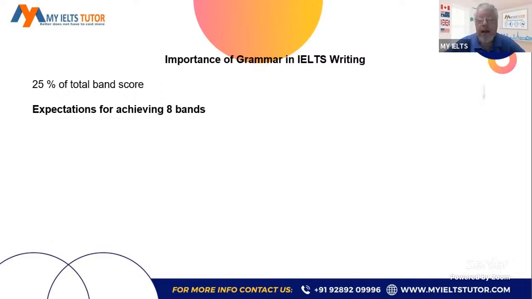All right, so again, 25% of your total band score is based on grammar. And so what are the expectations for achieving 8 bands? Because all the tips I give you are to score 8 bands and higher. So let's get started. Now, first of all, you want to use a wide variety of structures. And what I'm talking about here are sentence structures primarily.